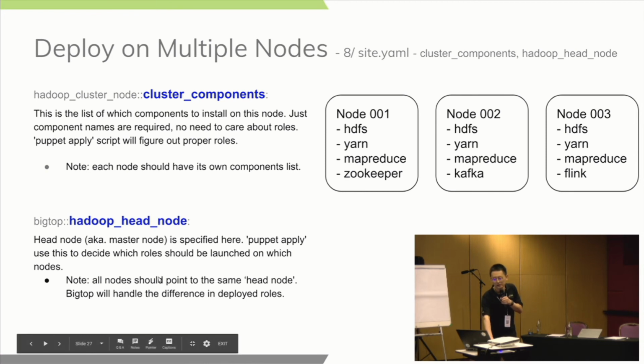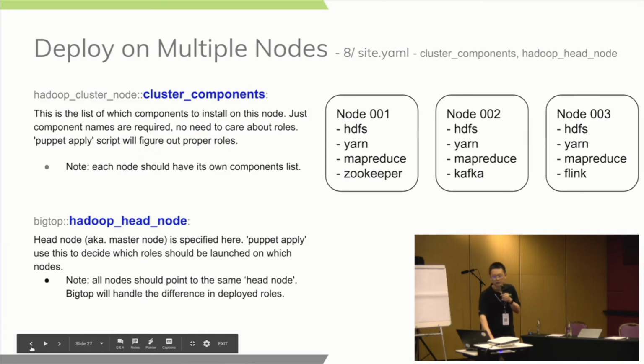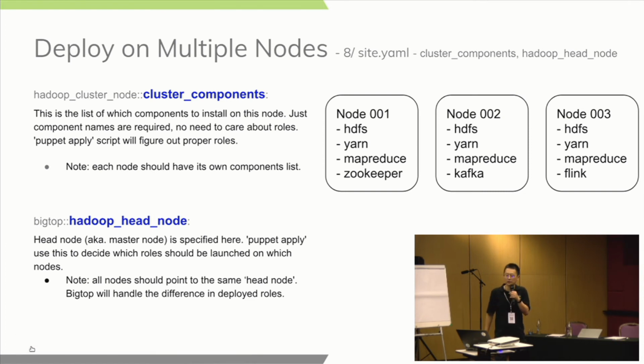Hadoop head node is also important. That's the head node for HDFS and for Yarn. Within the same cluster, all the nodes should point to the same head node. So that's the important thing.